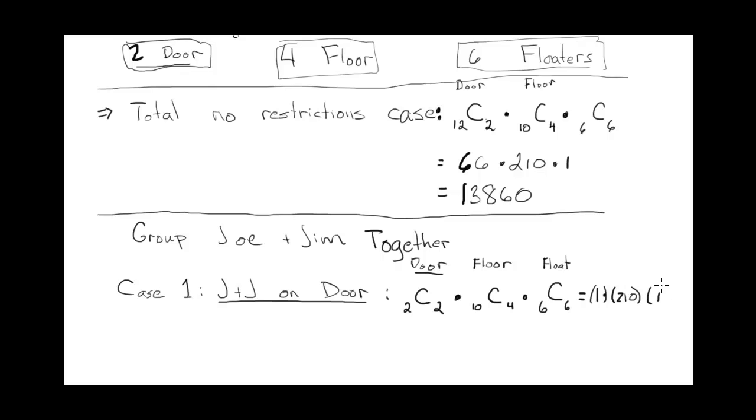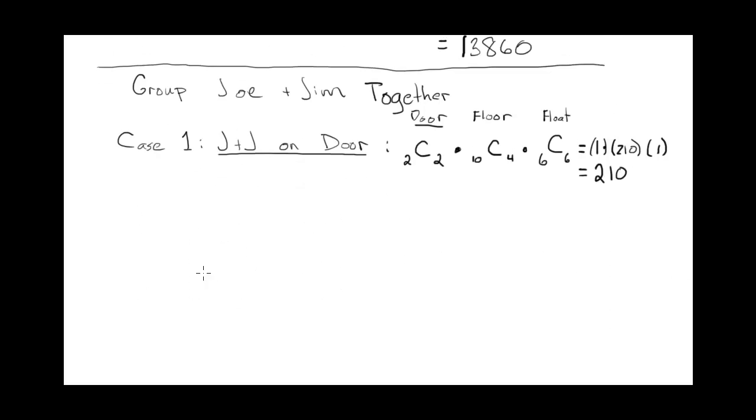And 6 choose 6, that one's 1. So there's 210 ways that Joe and Jim can be assigned to the door together. Case 2, Joe and Jim will be on the floor.